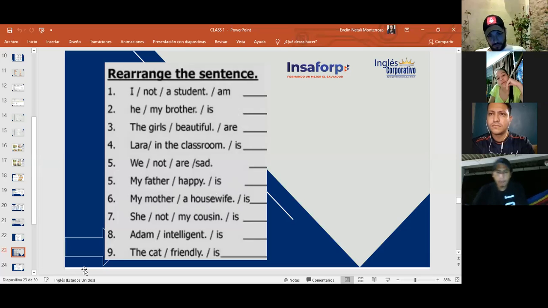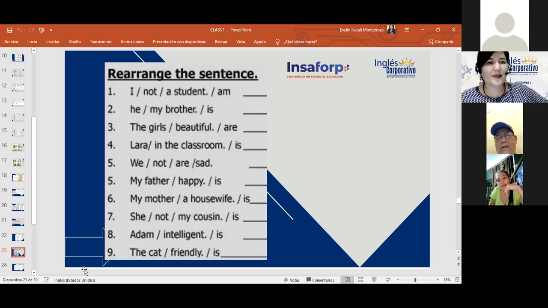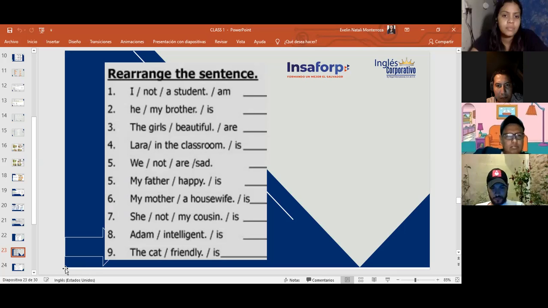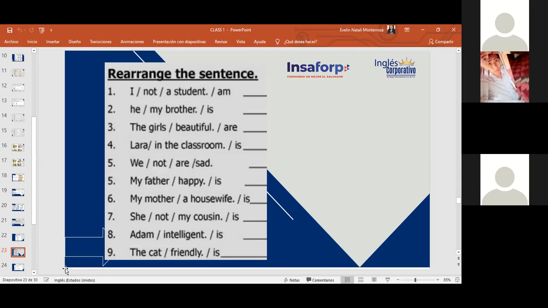The next one, I have Carlos Alexander. She is not my cousin. Very good. Francisco, number 8. No puedo pronunciarlo ahí. Adam is intelligent. Very good. And the last one is going to be for Heriberto. The cat is friendly.